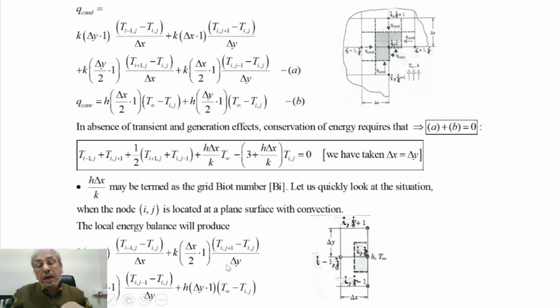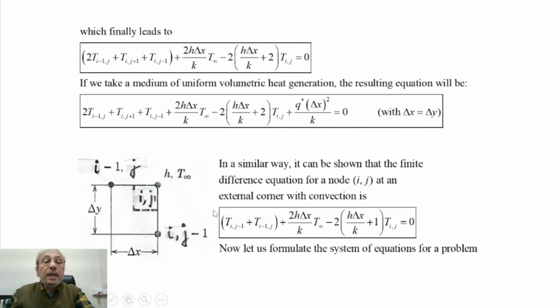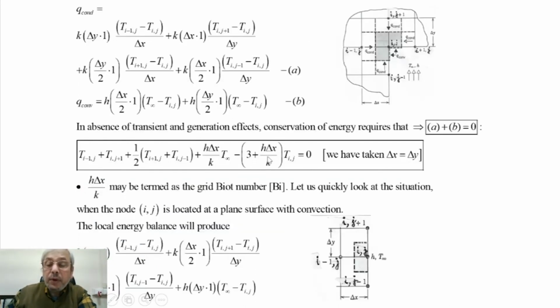From here we can simplify it as twice Ti minus 1j plus Tij plus 1 plus Tij minus 1, plus twice H delta x by k into T infinity, minus 2 H delta x by k plus 2 into Tij, equal to 0. So this will be the governing equation for a point located at a plane surface with convection.